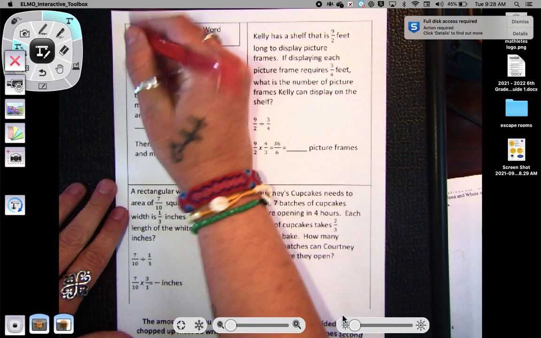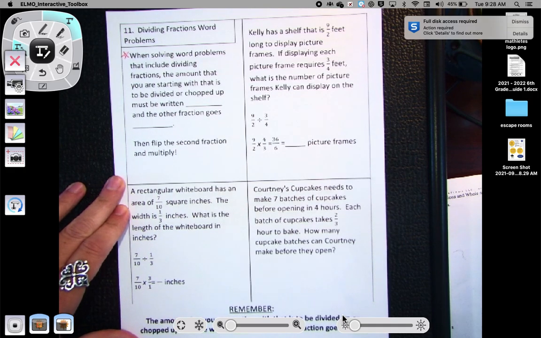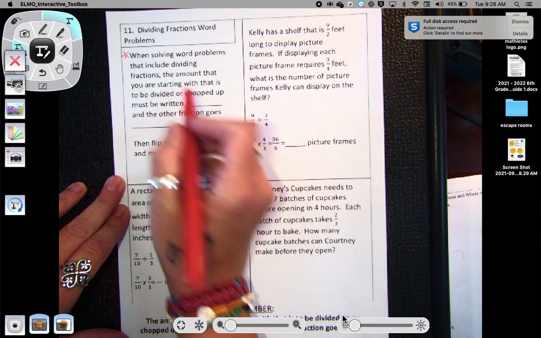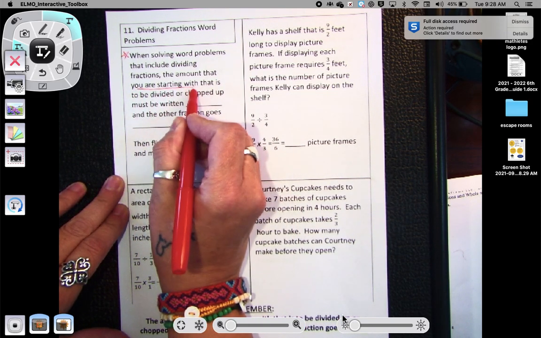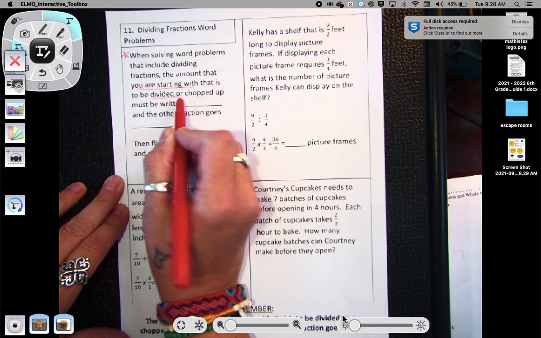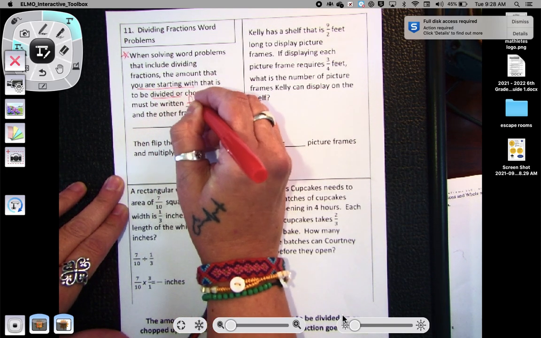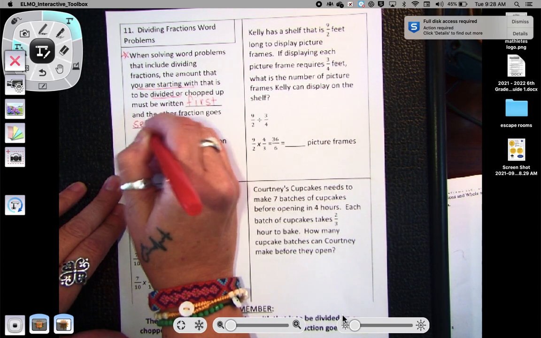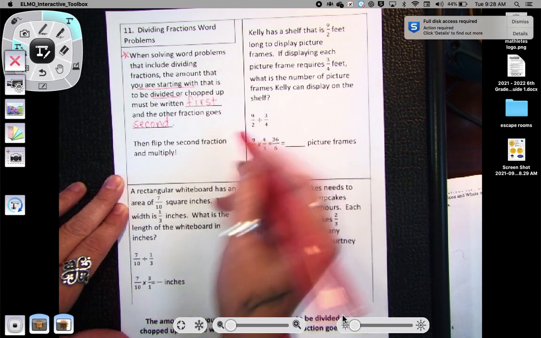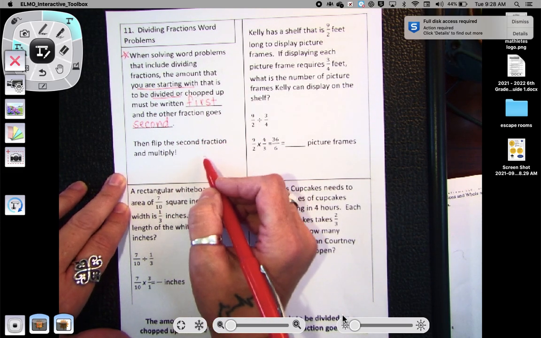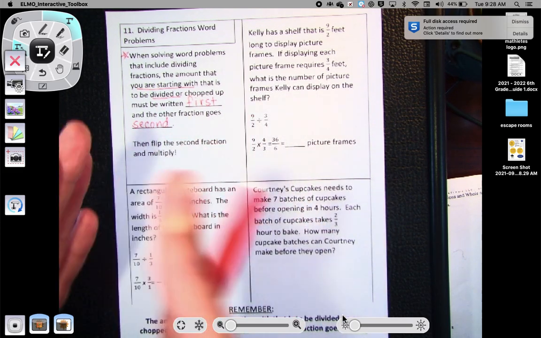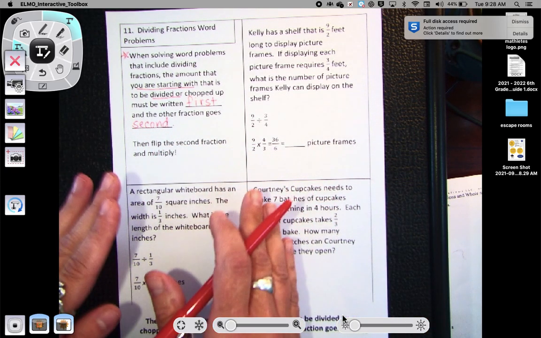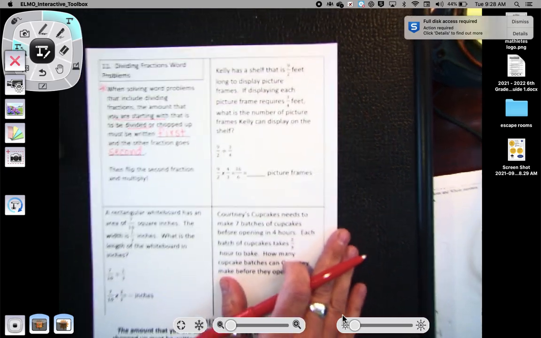Okay, special note. When solving word problems that include dividing fractions, the amount that you are starting with, that you are dividing up or chopping up, must be written first. And the other fraction goes second. Then flip the second fraction and multiply. So whatever you start with, whatever you're breaking up, dividing up, goes first. Let's look at an example.